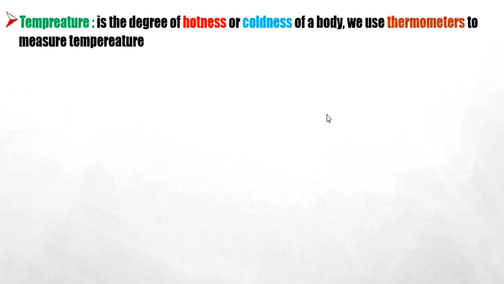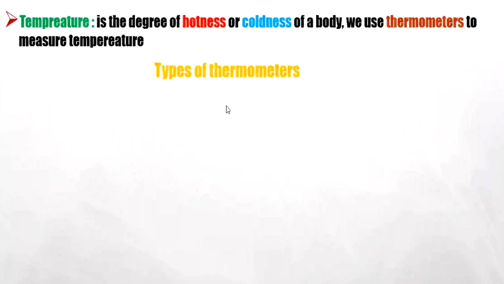Temperature. Temperature is the degree of hotness or coldness of a body. We use thermometers to measure temperature. As in unit 1, we use a balance to measure mass. Now we use thermometers to measure temperature.